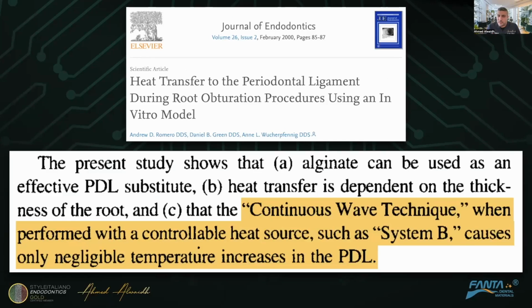This paper indicates that if we use the continuous wave technique with a controllable heat device, we will have only a negligible temperature increase in the periodontal ligament. So you should use the heater for 3 seconds or 5 seconds, and then let it cool down. Don't use it continuously for 5 or 10 seconds, because you will have heat transfer and also pain. The patient will have pain. So you have to use it with controllable heat.